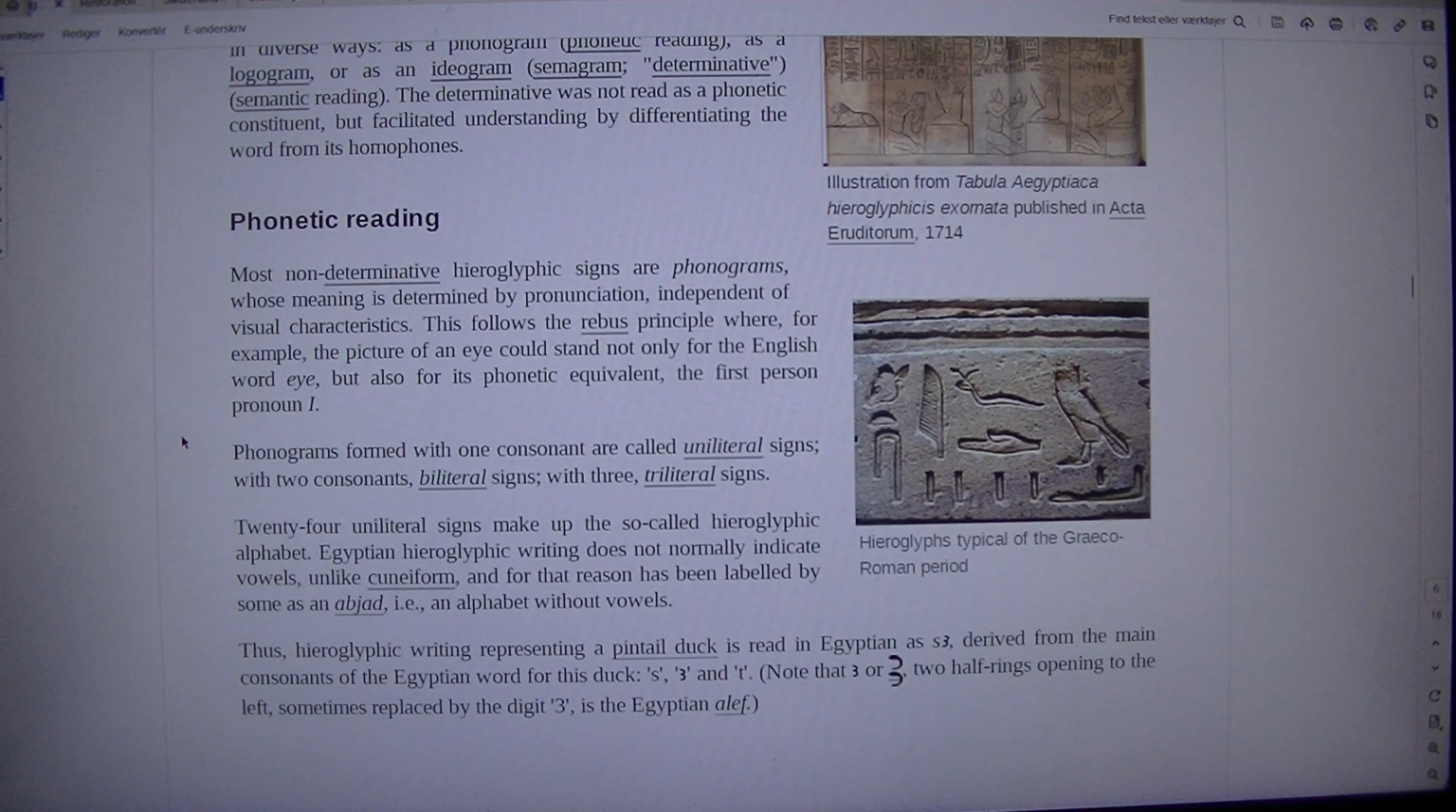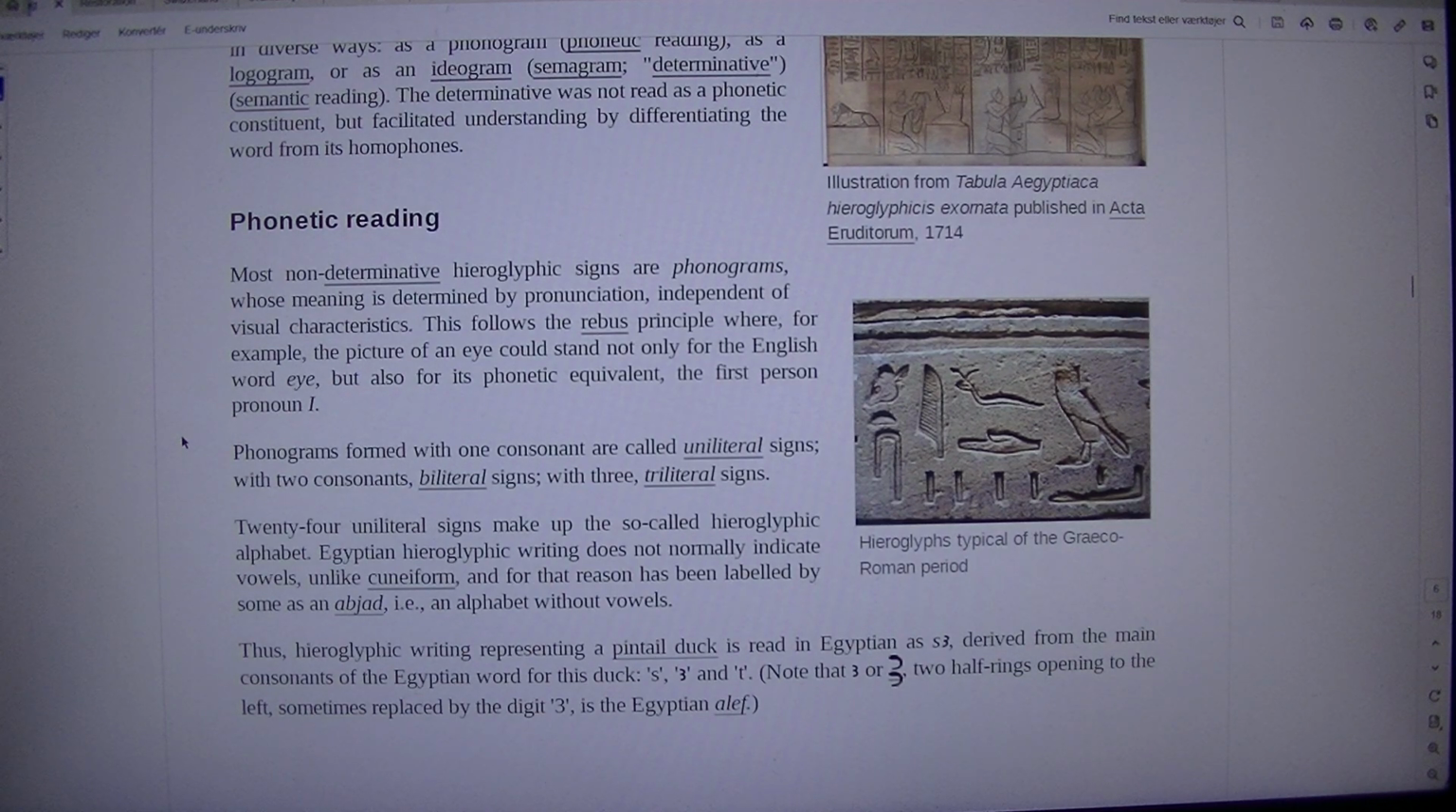Phonograms formed with one consonant are called uniliteral signs, with two consonants, biliteral signs, with three, triliteral signs. 24 uniliteral signs make up the so-called hieroglyphic alphabet. Egyptian hieroglyphic writing does not normally indicate vowels, unlike cuneiform, and for that reason has been labeled by some as an abjad, i.e., an alphabet without vowels. Thus, hieroglyphic writing representing a pintail duck is read in Egyptian as S, derived from the main consonants of the Egyptian word for this duck, S, and T.